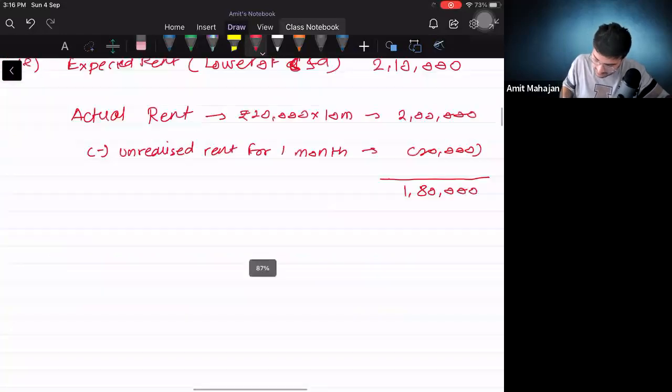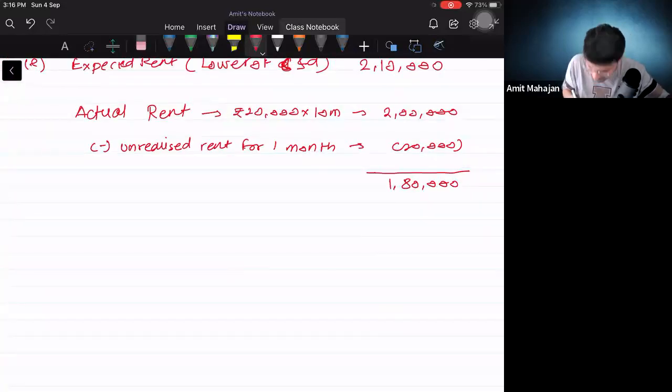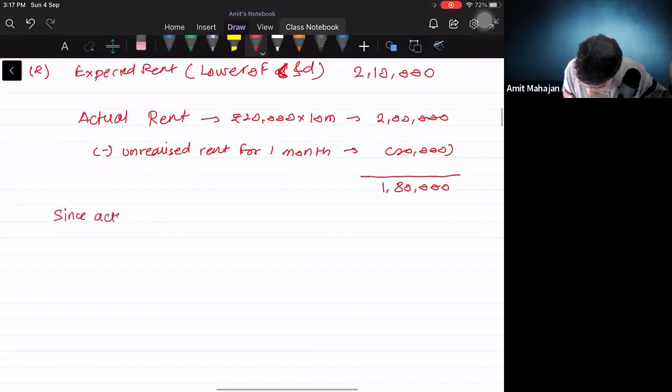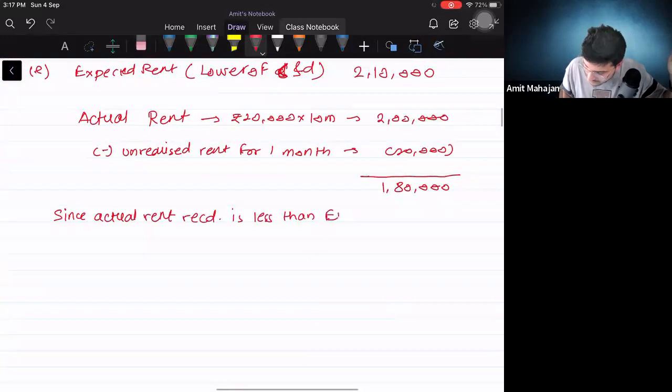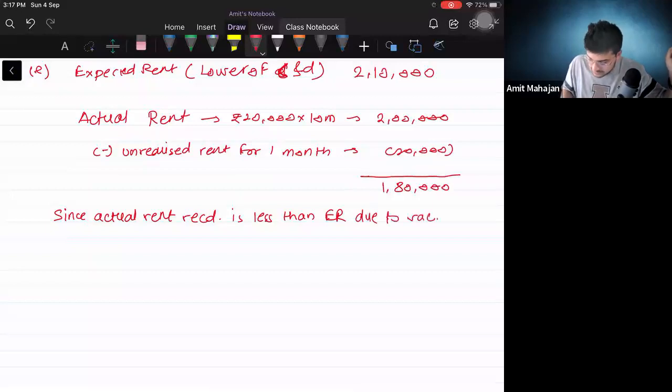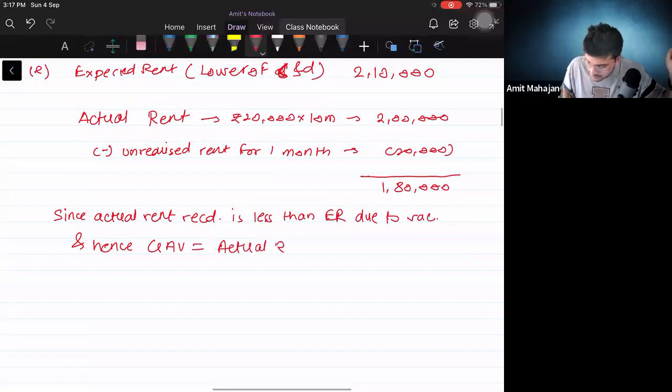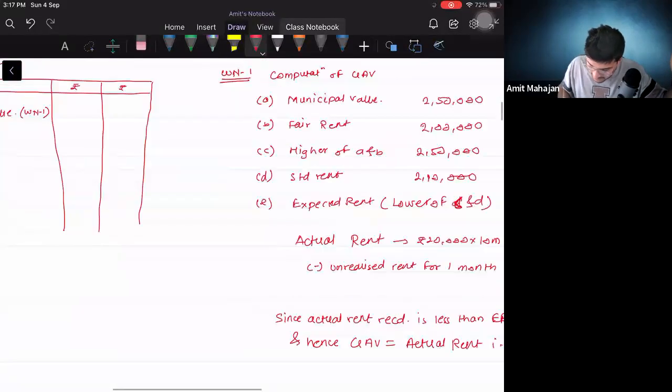So because of which अभी एक point लिखेंगे. Since actual rent received is less than expected rent due to vacancy and hence GAV is equal to actual rent, that is rupees 1,80,000. Okay, so I will take this GAV and I will write it.